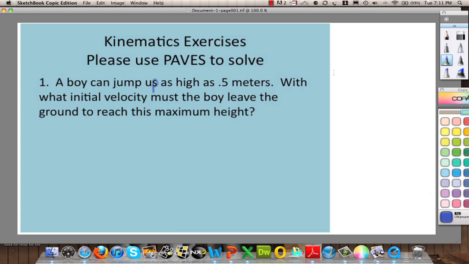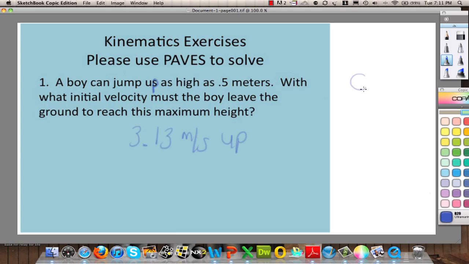All right, hopefully you were successful in solving the problem, and the answer is 3.13 meters per second up. Okay? So let's go through over here and solve it. A boy can jump up as high as 0.5 meters. With what initial velocity must the boy leave the ground to reach the maximum height?